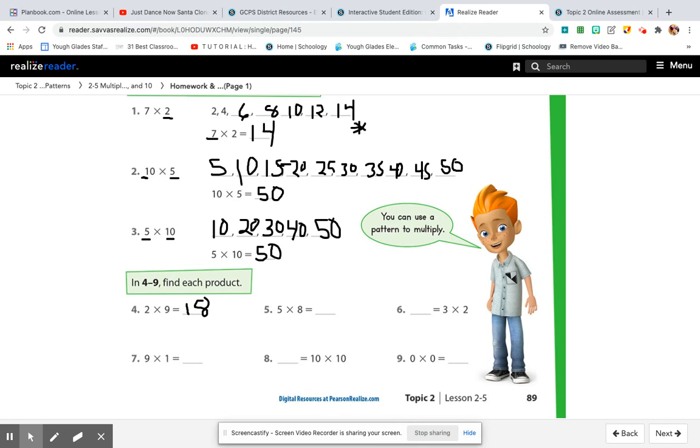5 times 8. Whenever I see 5 as a factor, I know I can skip count by 5s. I'm going to skip count by 5s up to 8 using my fingers. 5, 10, 15, 20, 25, 30, 35, 40. Here's another fact with 2 as a factor. I know all I have to do is double that 3, and that gives me my answer.